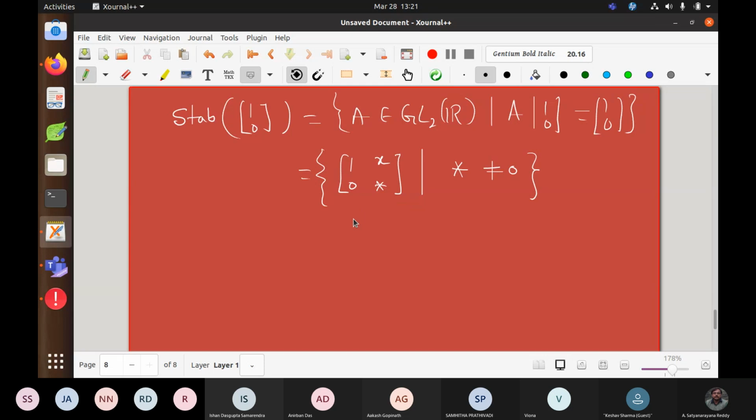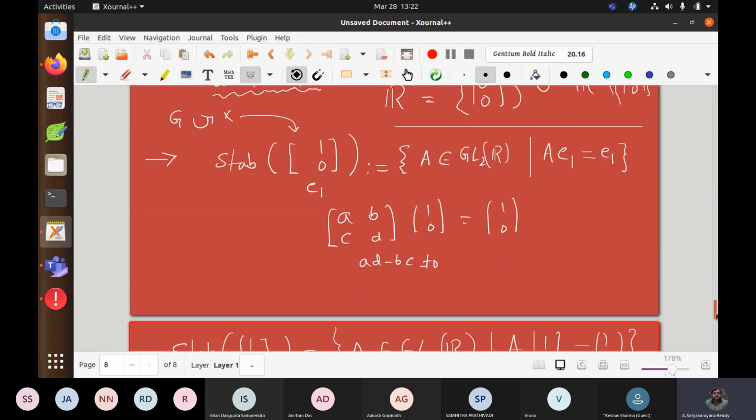Yes, sir. So how many are varying here? X is varying. So here x belongs to R and star belongs to R minus 0. So that is sufficient. So these many matrices are there for which (1, 0) is an eigenvector. I'm collecting all those matrices, right? So like that you have to change this and you have to find the stabilizers. The stabilizers are different. Okay. Any questions till now?